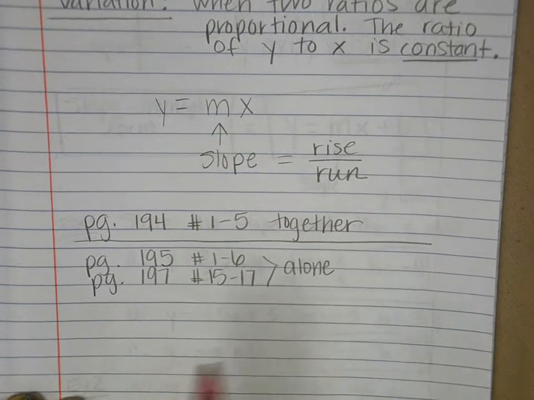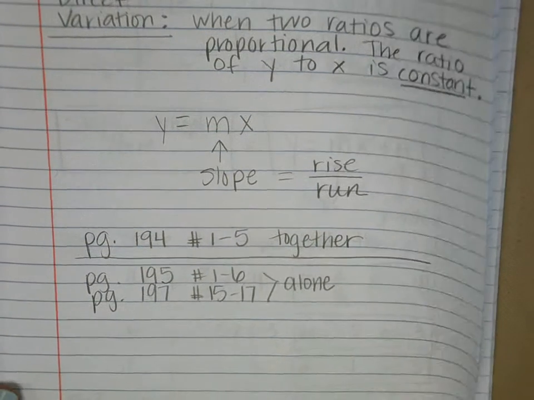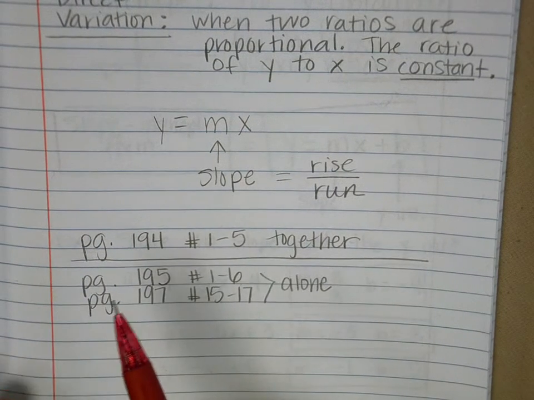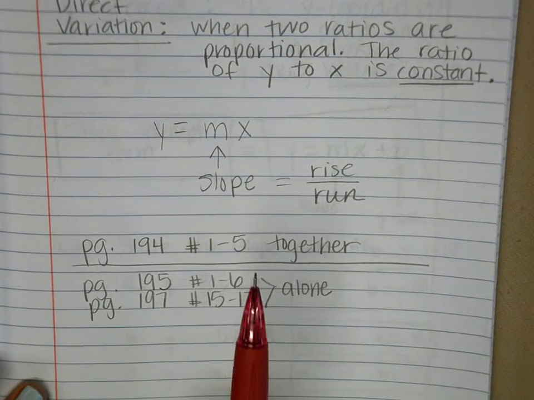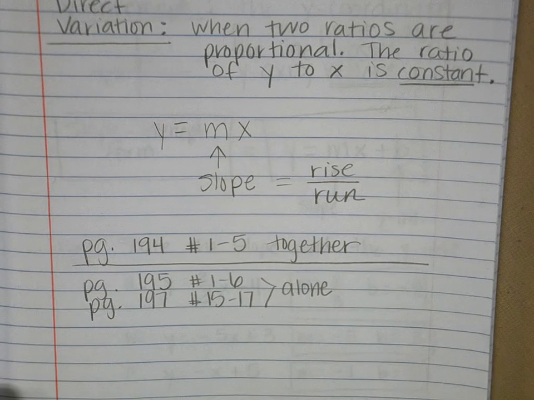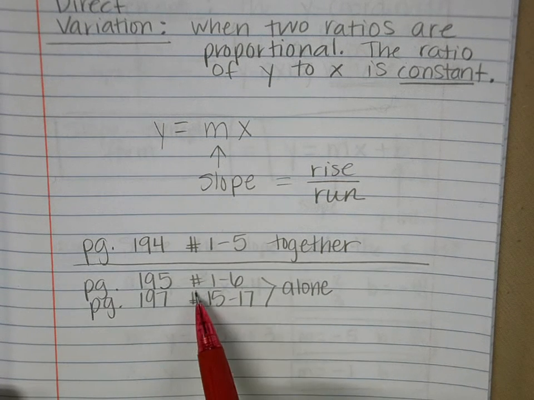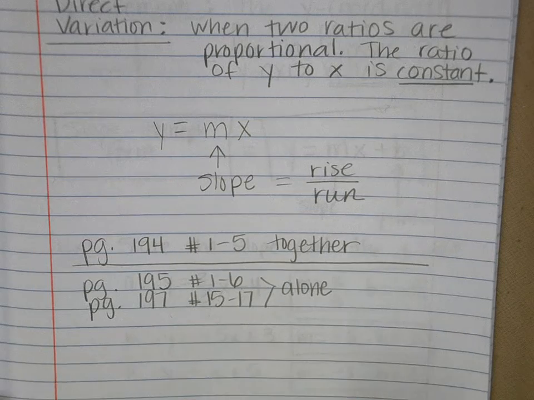But that's it for the notes. See, it was short. Because remember on Tuesday, Wednesday, we did a lot of notes? And so I made up for it today. So do 195, 1 through 6, and 197, 15 through 17.